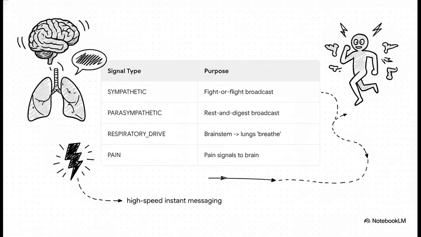Then you've got the nervous system. This is the body's high-speed, instant messaging network. It's zipping critical, time-sensitive signals all over the place. We're talking about things like the brainstem's direct command to the lungs to breathe, or that body-wide fight-or-flight alert that puts every single organ on high notice, instantly.